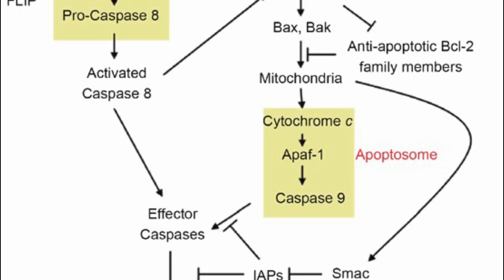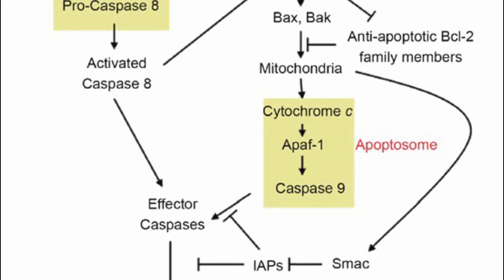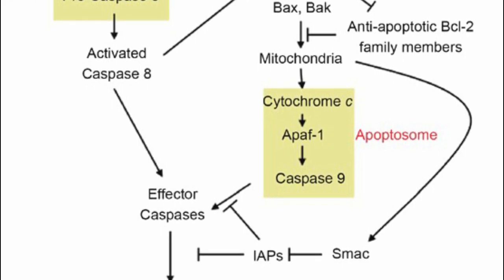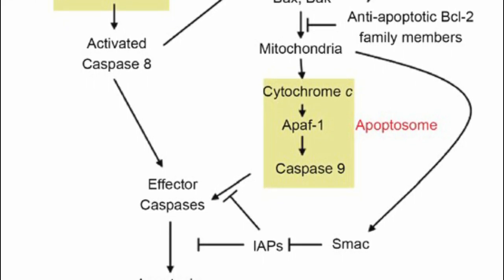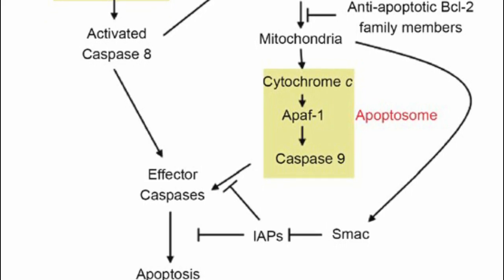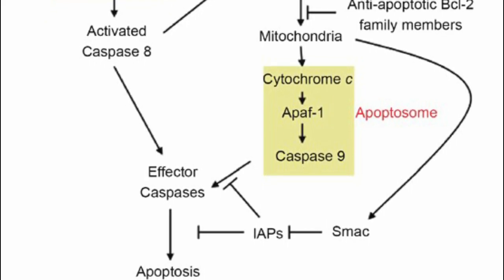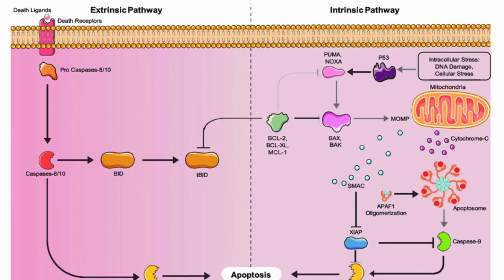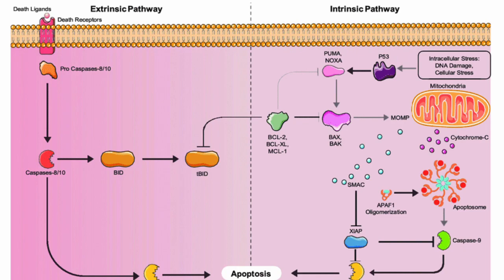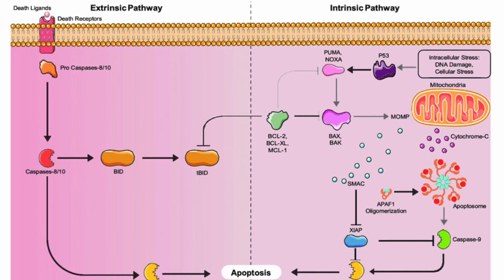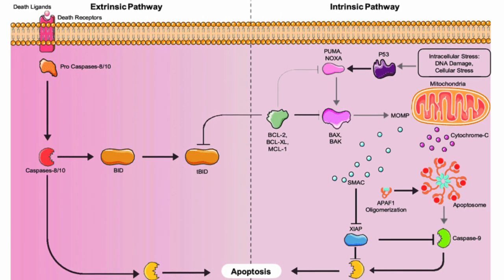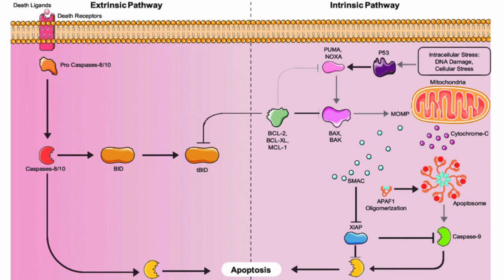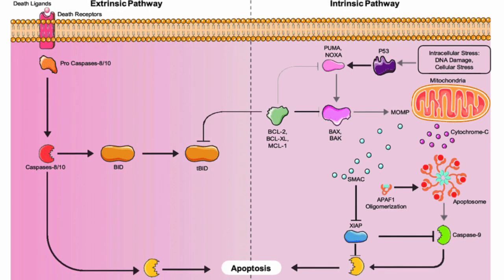Initiator caspases include caspase 8 and 9 and are activated early in the process and serve to trigger the activation of effector caspases. Effector caspases include caspase 3, 6, and 7, which execute the dismantling of the cell. There are two pathways in which apoptosis occurs: the mitochondrial pathway, also known as intrinsic apoptosis, and the death receptor pathway, also known as extrinsic apoptosis.